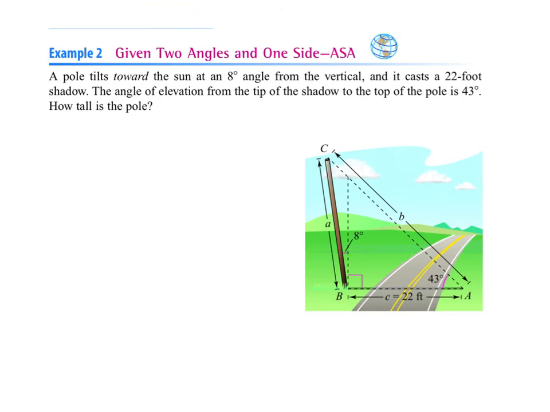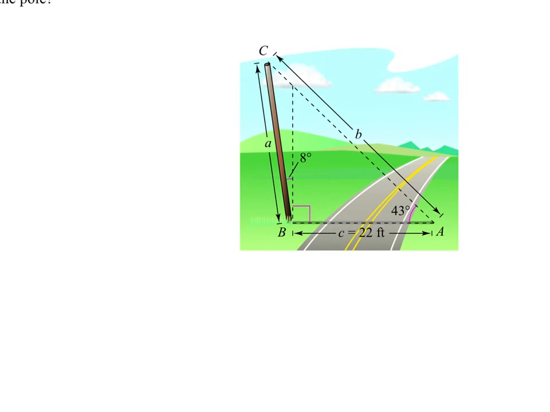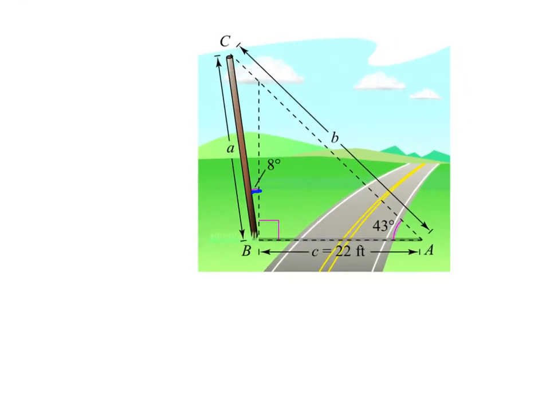We have a word problem, but nothing's different than what we just did. So again, we need to find all three of our sides. C is given to us, so we have to find A and B, and then angle A and angle B are given to us. What is the measure of angle B? So it's not exactly given, but if this little part is 8 and this part is 90, what's angle B? 98.